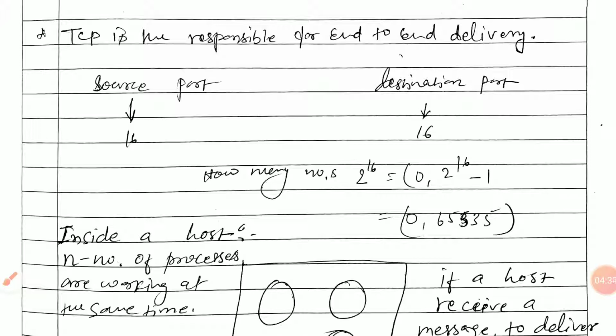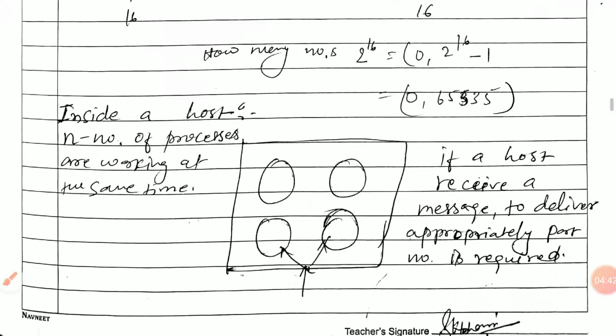So the range is 0 to 65,535. This is the maximum range of port numbers. Now what is the use of the port number? As you know, the transport layer is responsible for end-to-end delivery. Suppose in one host there are multiple processes in the background, so the transport layer is not responsible for only one process. The port number is mainly useful for multiplexing and demultiplexing.